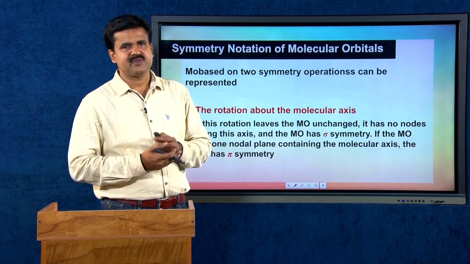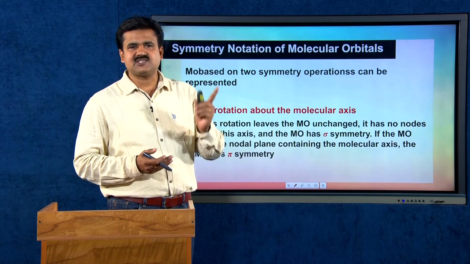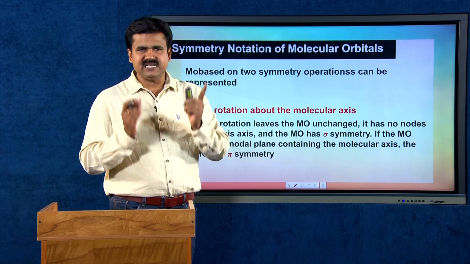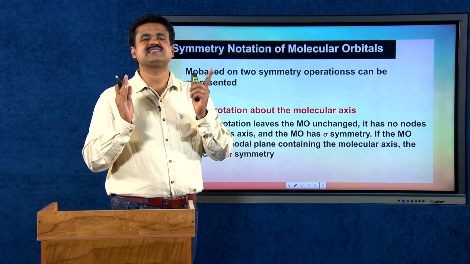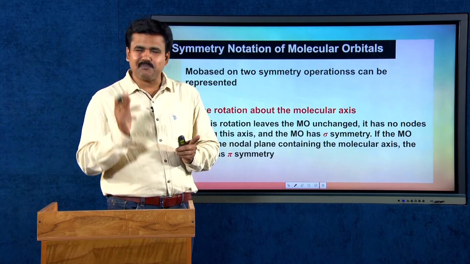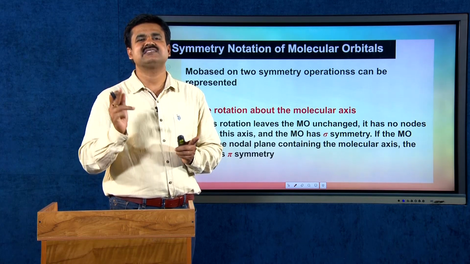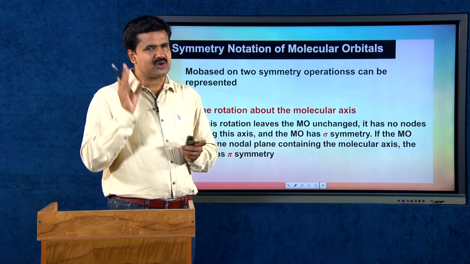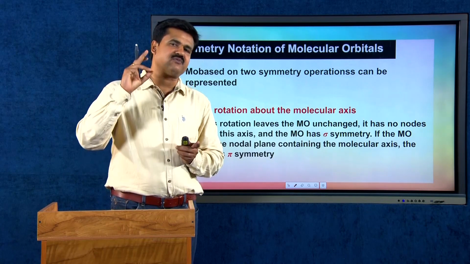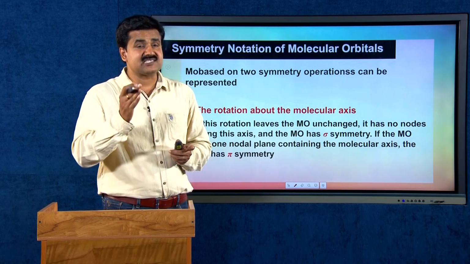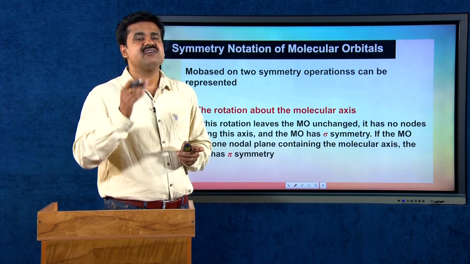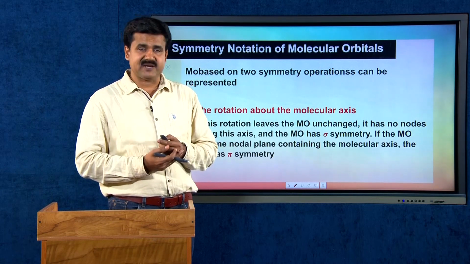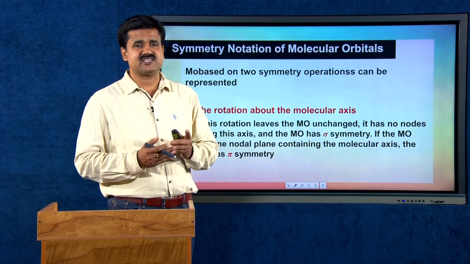molecular orbitals. Molecular orbitals can be represented based on two symmetry operations. That means we can use two symmetry operations to represent a molecular orbital with a symmetry notation. We have to take a particular molecular orbital and perform two symmetry operations. Based on the result of the symmetry operation, we give a symmetry notation. What are such symmetry operations? The two symmetry operations are there.